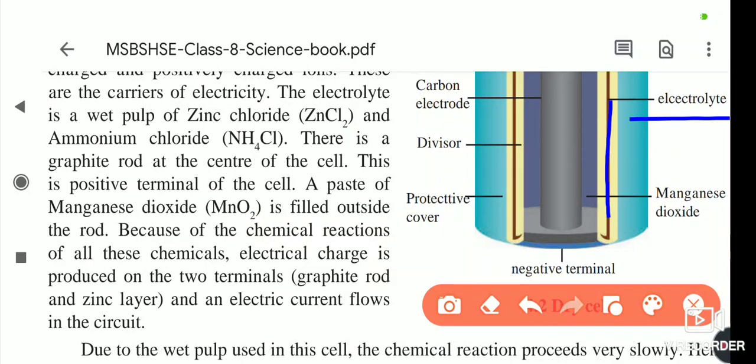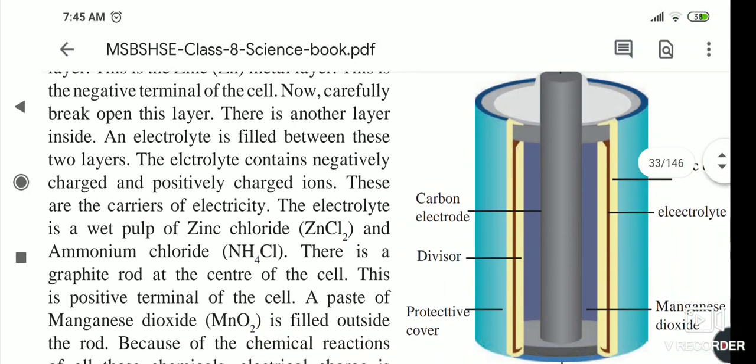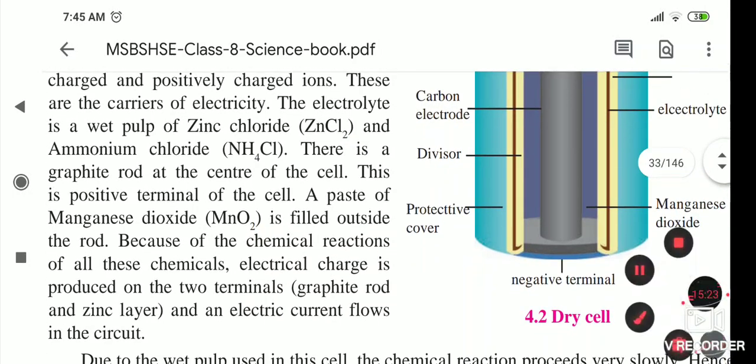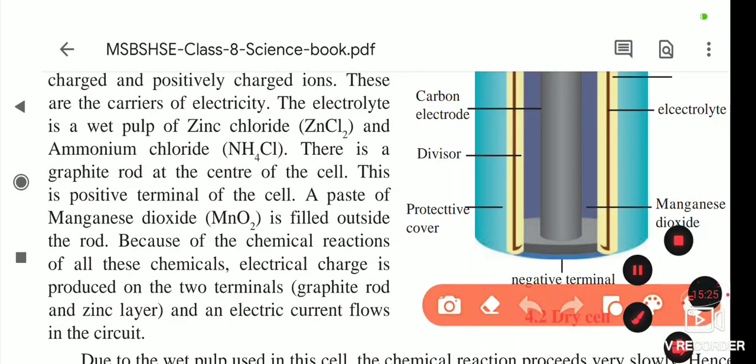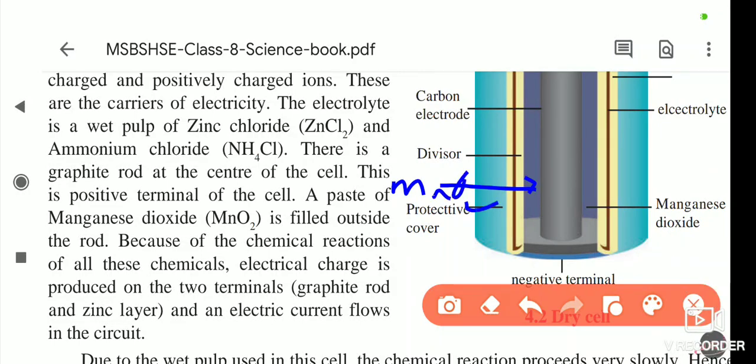On this positive terminal, the paste of manganese dioxide is filled outside this rod. This rod is there, and outside this rod, what mixture is present? It is MnO2, manganese dioxide. So at this place MnO2 is filled outside the rod, and carbon powder is also mixed inside it.